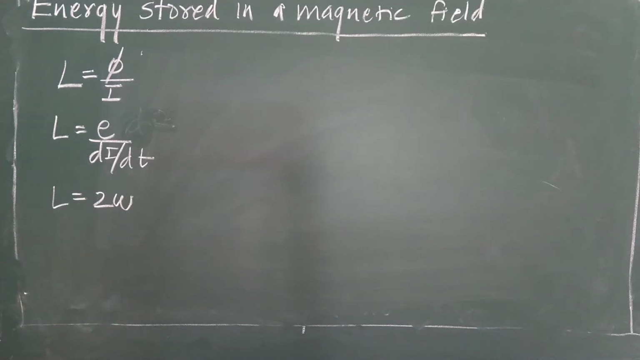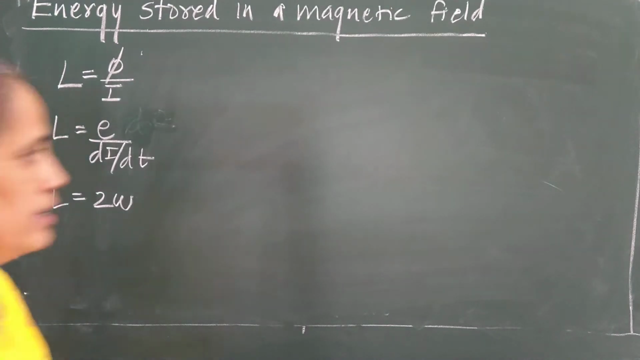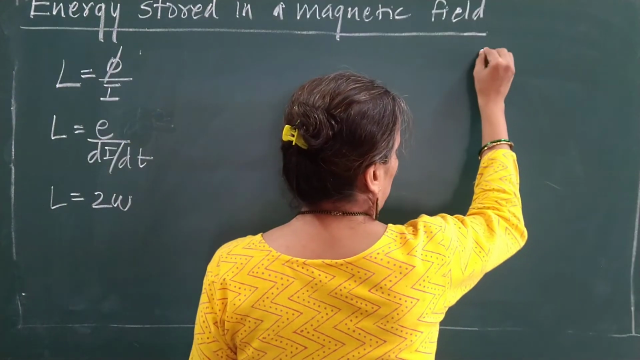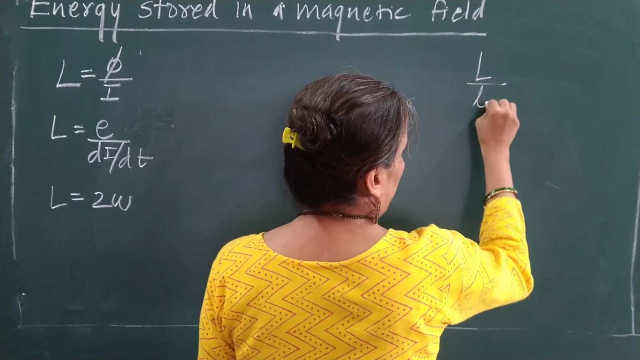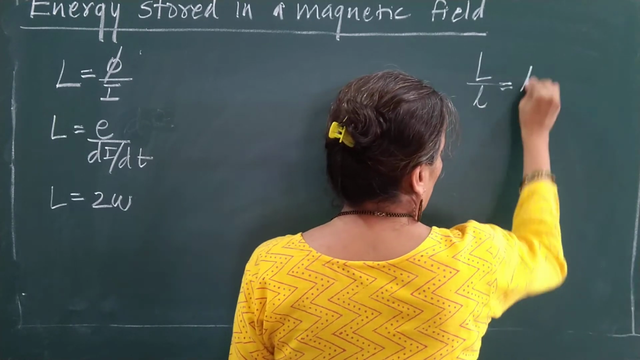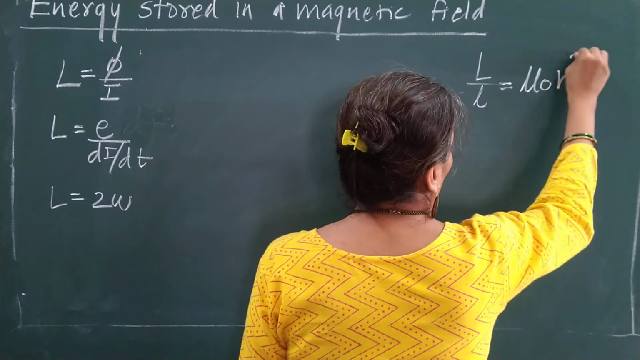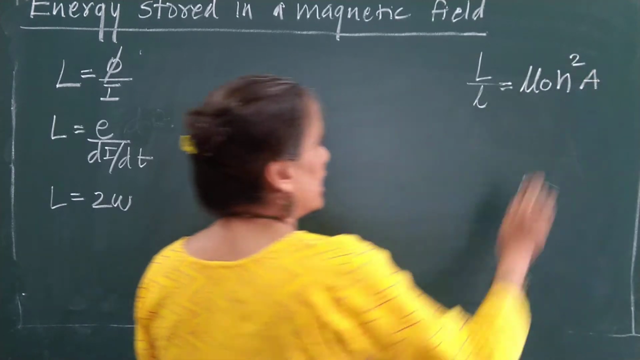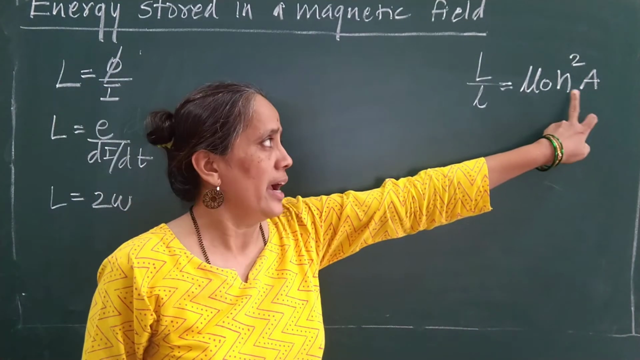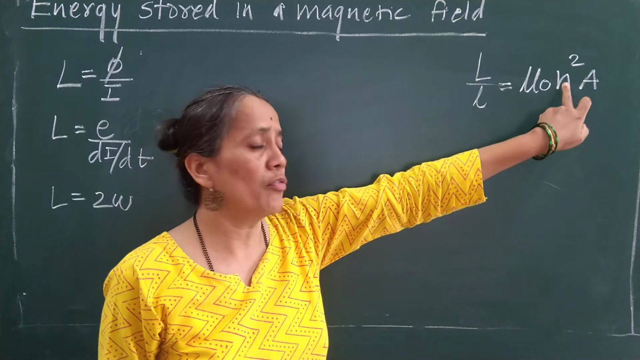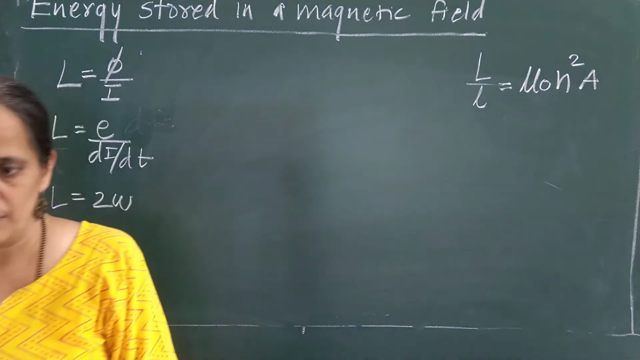This we have seen. Then also we have seen that the inductance per unit length of a solenoid is equal to nothing but mu 0 n square into A, where A is the area of the solenoid and n is nothing but the number of turns per unit length. So this part we have already finished.